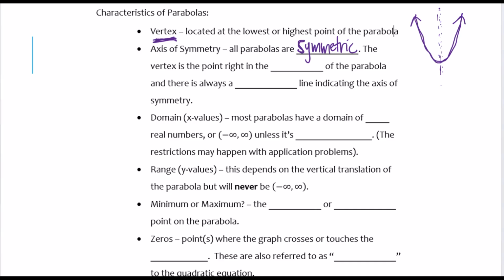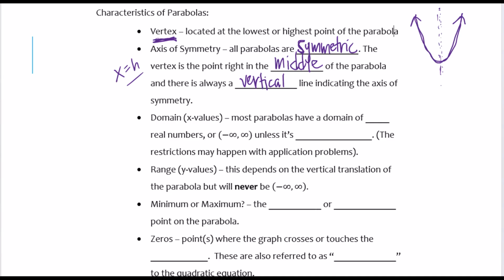And we know the vertex is the point right in the what of the parabola? Middle. Good job. It's right in the middle of the parabola. And there is always a vertical line. So the axis of symmetry is a vertical line, and that's what splits it in half. And remember, it's x equals h, okay? Anyway. All right, some other thing, domain.